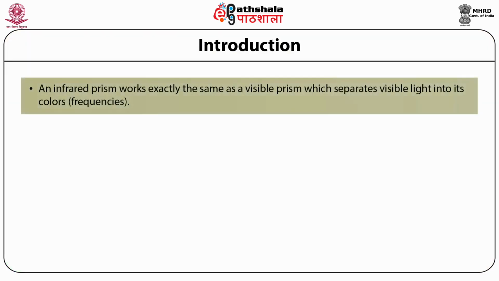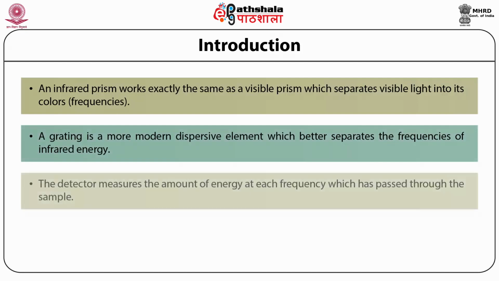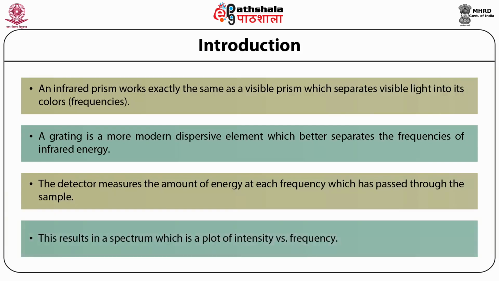An infrared prism works exactly the same as a visible prism, which separates visible light into its colors. A grating is a more modern dispersive element which better separates the frequencies of infrared energy. The detector measures the amount of energy at each frequency which has passed through the sample. This results in a spectrum which is a plot of intensity versus frequency.